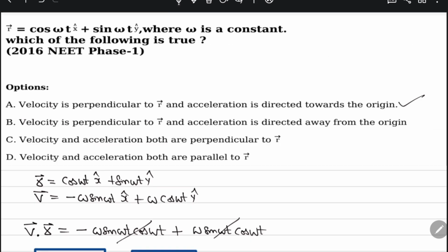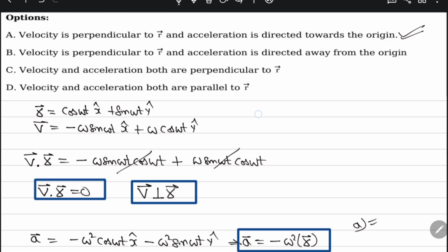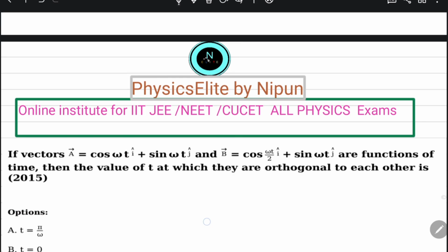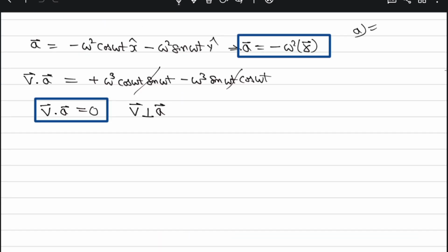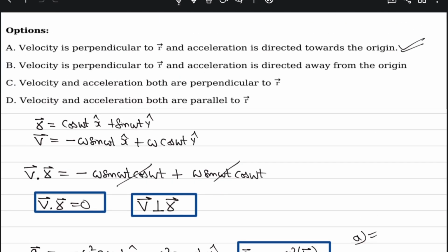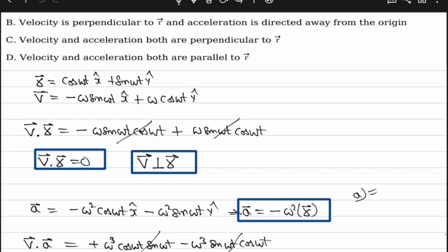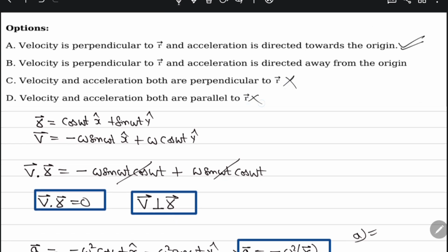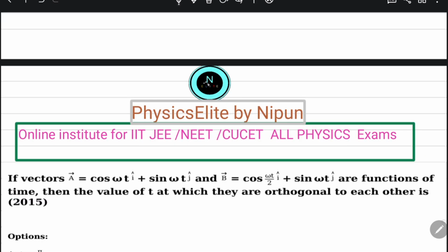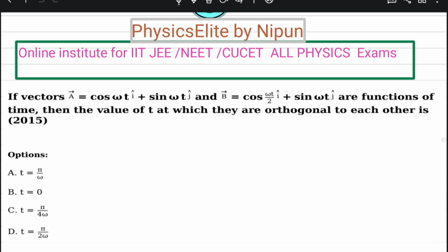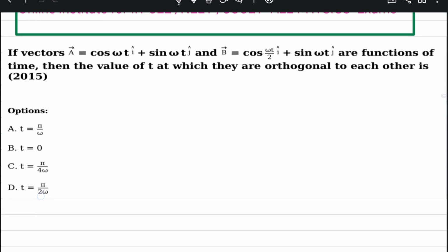This is a good question, like you can directly see and then conclude this, right? And if it were a multiple select question, then here velocity and acceleration both are perpendicular to r? Not possible. Velocity and acceleration are perpendicular to each other? This is also not possible. This is also not possible, right? So you understand this question is quite a good question, and they are checking all your knowledge.